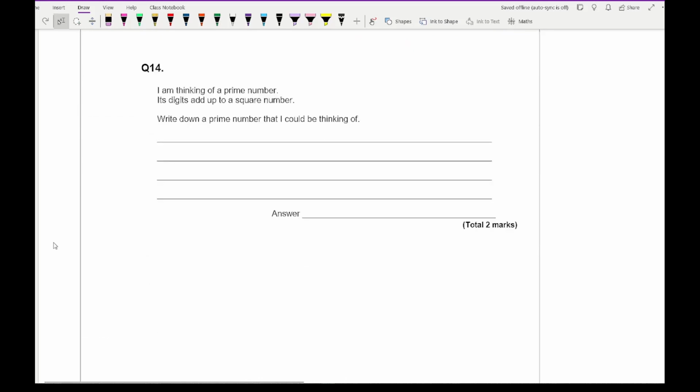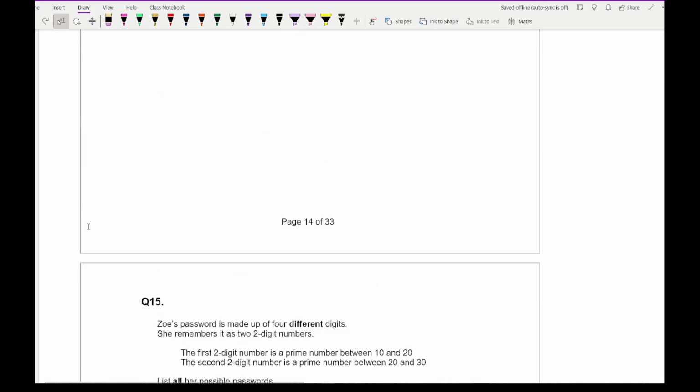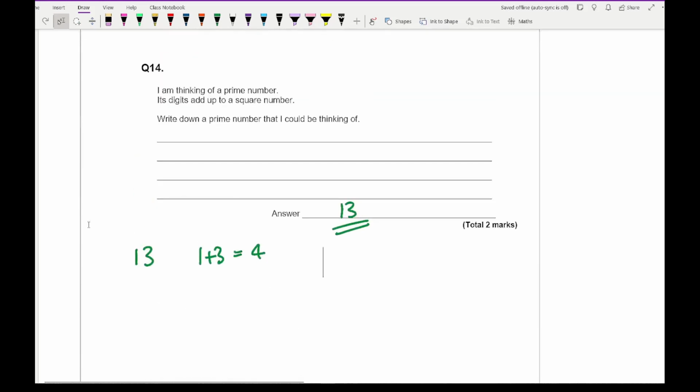Then moving on to question 14, it says, I'm thinking of a prime number. Its digits add up to a square number. Write down the prime number that I could be thinking of. So again, all you want to do is think of a prime number whose digits add up to make a square number. I'm going to go out on a limb and say that it's going to be a 2-digit number. So if I've got 13, which is a prime number, and I do 1 plus 3, which is 4, 4 is a square number. So the prime number you're thinking of potentially could be 13. And there could be several other answers you may have for question 14.